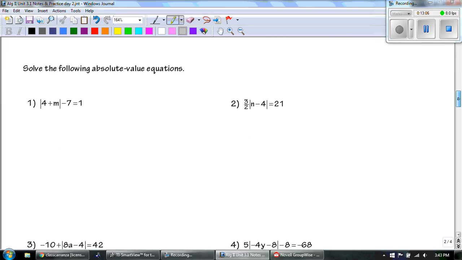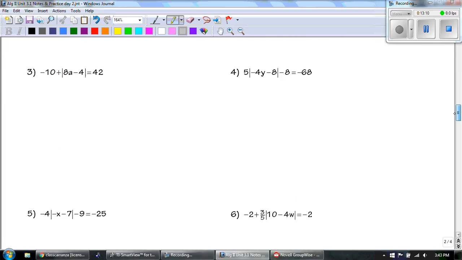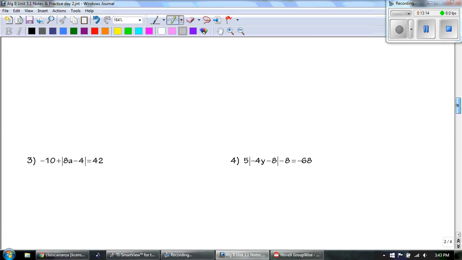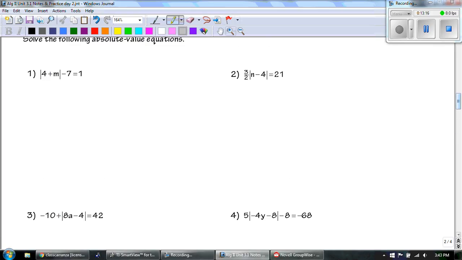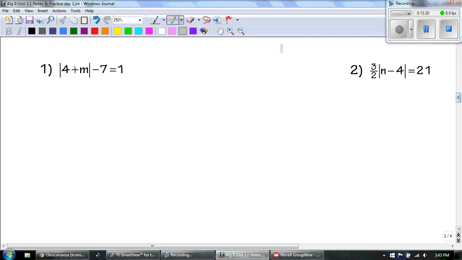Now the back side is just more practice. Okay, so we'll go through, we'll set all of them up. Most of the time I'm going to let you kind of work through it on your own. But let's just get started.